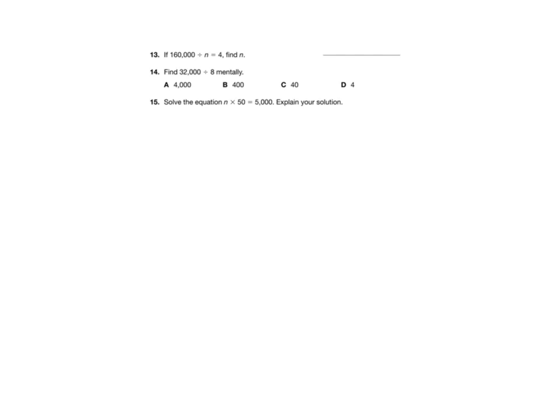Okay, last 3 problems. Stay strong with me, guys. Let's look at number 13. If 160,000 divided by n equals 4, find n. This is a little bit of algebra for you. They're telling us that 160,000 divided by some mystery number, and we don't know the value of that mystery number yet, equals 4. We need to find the value of n, the mystery number.